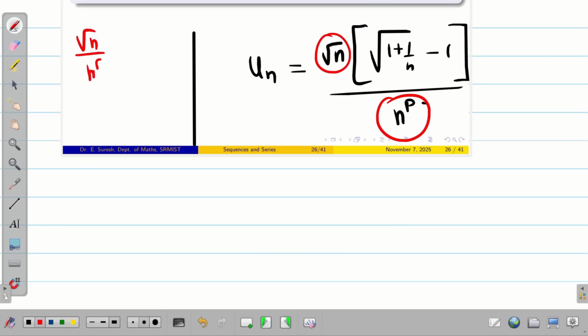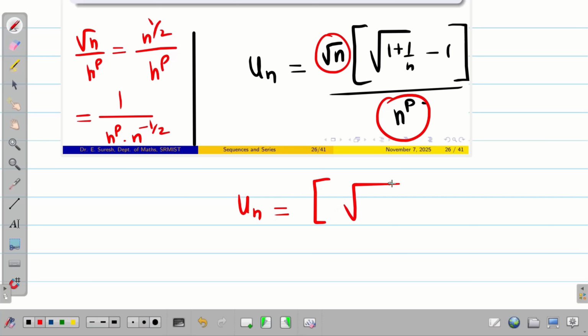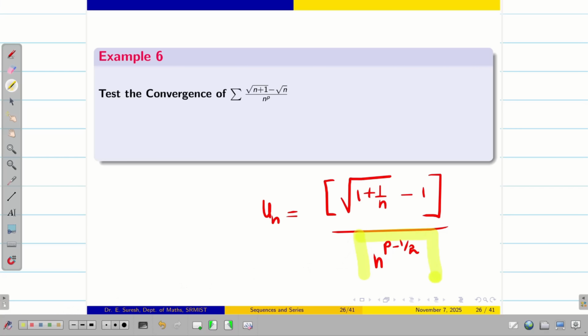Root n by n power p, I can rewrite it as n power 1 by 2 divided by n power p. So it will be n power p into n power minus 1 by 2. So finally we can rewrite this as square root of 1 plus 1 by n minus 1 in the numerator. In the denominator, I can add the power since the base is the same, n power p minus 1 by 2. And it is very obvious to see my denominator is my trouble giving term. So I can take this as Vn. Very important, Vn should be 1 by n power p minus 1 by 2.